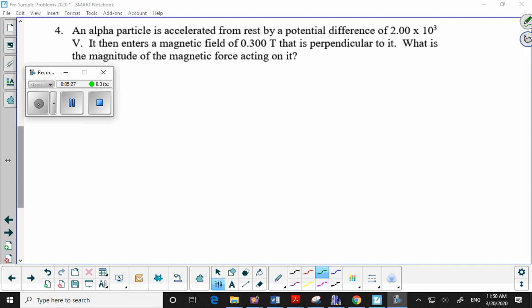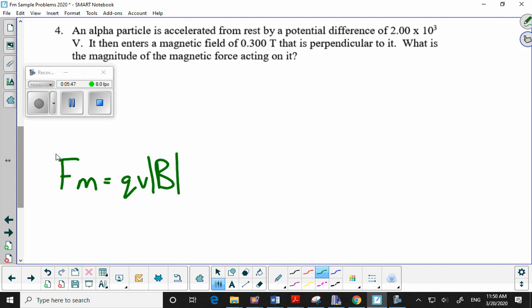It's an alpha particle, so we know that we're going to use Fm is equal to QVB because we're talking about a particle. We know that this is an alpha particle, so we do know that the Q is 3.2 times 10 to the minus 19 coulombs, double the elementary charge.